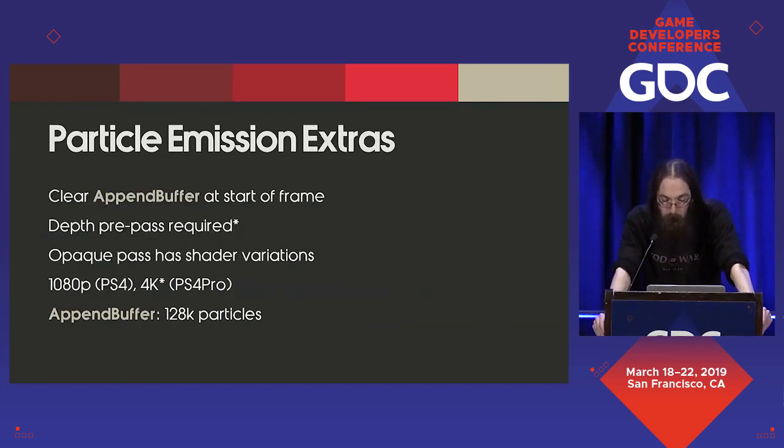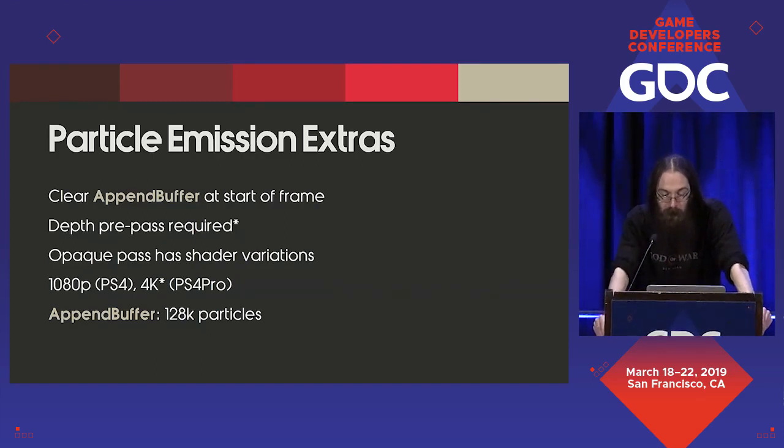The append buffer will obviously need to be emptied at the start of the frame. While I say the depth prepass is required, there are obvious ways around it. You just need to be careful with your drawing and utilization of this technique. In the opaque pass, shader variations were needed to emit the particles. We didn't want the particle emission shader code to be in shaders of materials that never emitted particles for obvious performance reasons.